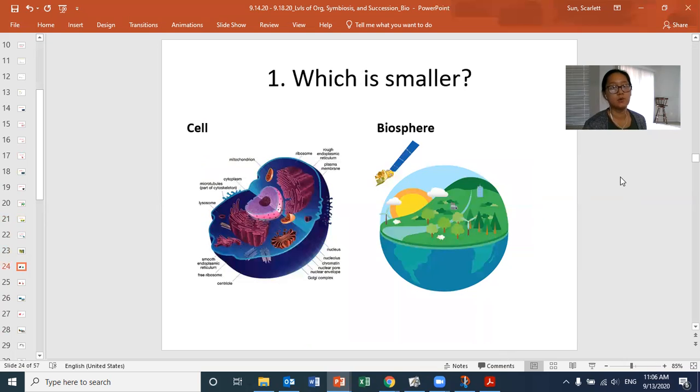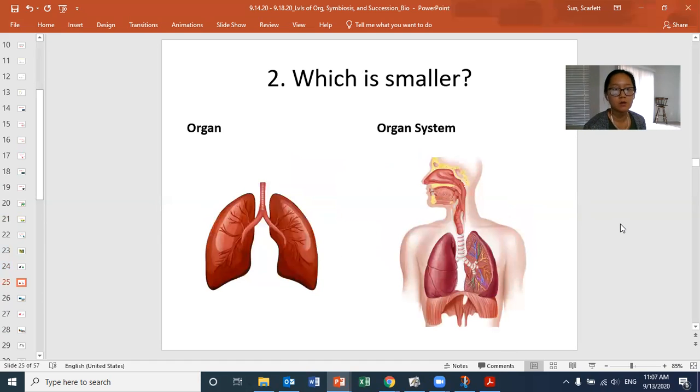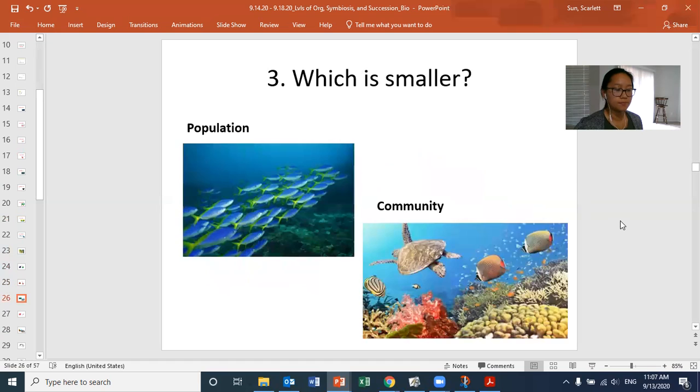So I want you guys to answer the questions. Just for a quick check, which is smaller, a cell or a biosphere? Right, a cell is much smaller. A biosphere is the whole Earth. So a cell is just one little microscopic thing, you have to see it under a microscope. Which is smaller, an organ or an organ system? So an organ is much smaller than an organ system because it's part of the organ system.